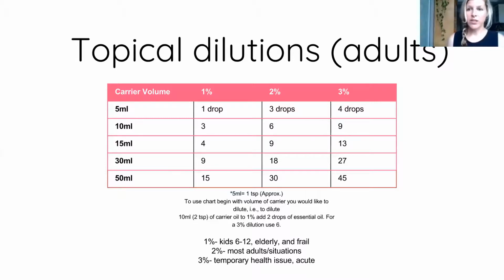And you can kind of use this chart to calculate it for yourself, how you want to use it. We definitely want to use less with kids and frail people, as well as the elderly. And there's a few situations we're going to get to, and we'll definitely discuss that more in the safety section. But here's a reference chart for you. This is how I dilute and how I recommend diluting. Less is always more.